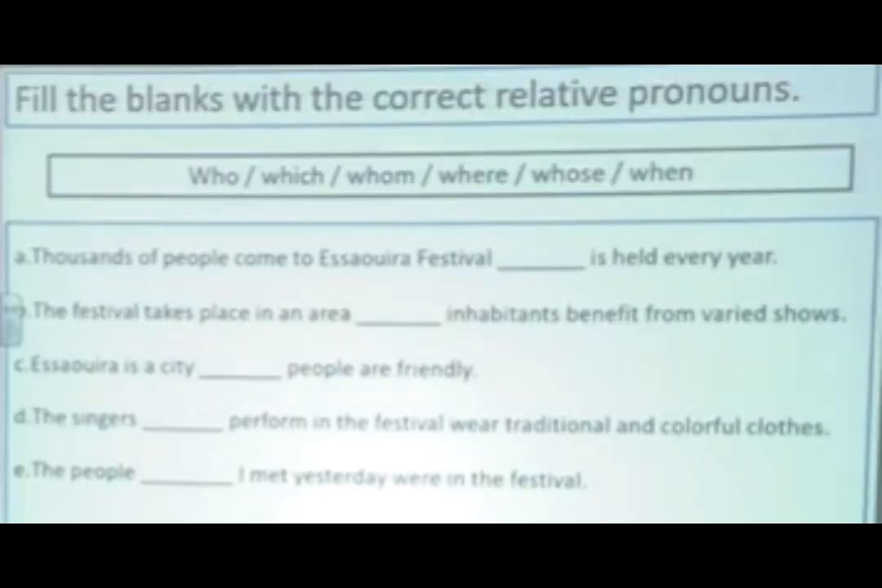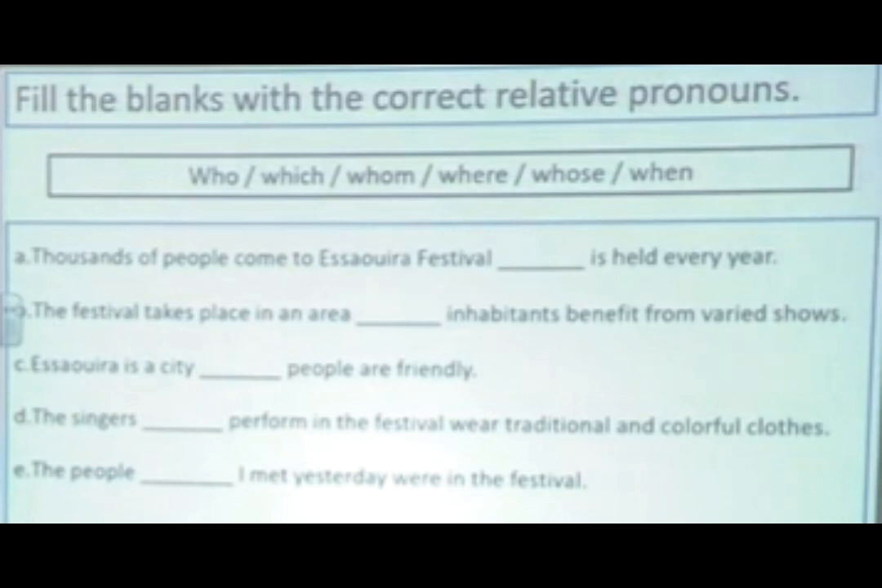Let's see, for example, fill in the blanks with the correct relative pronoun. So I have who, and you remember we use who for a person, which for a thing, an animal, an idea, an object, whom for a person when the person is the object of the sentence, where for a place, whose for possessions, and when for a time.